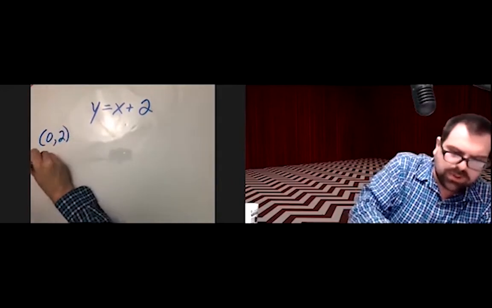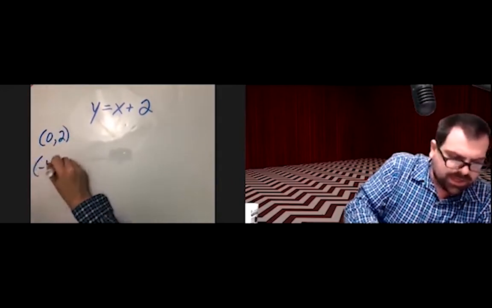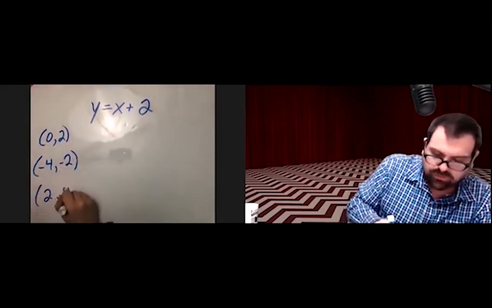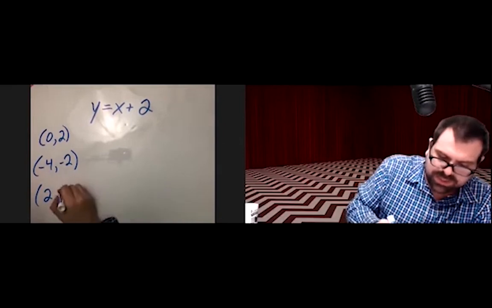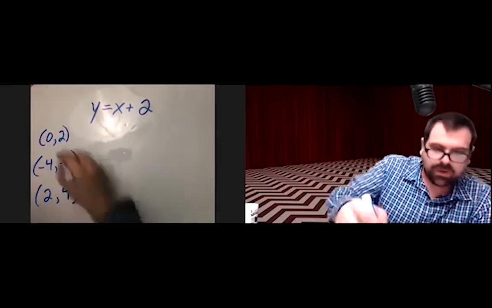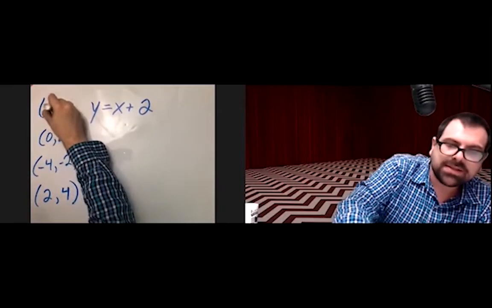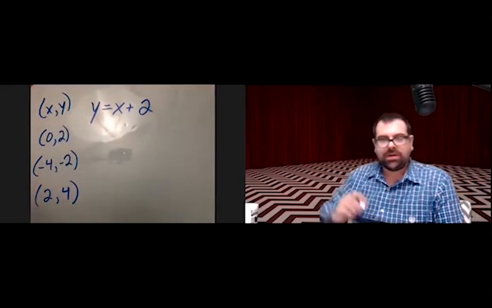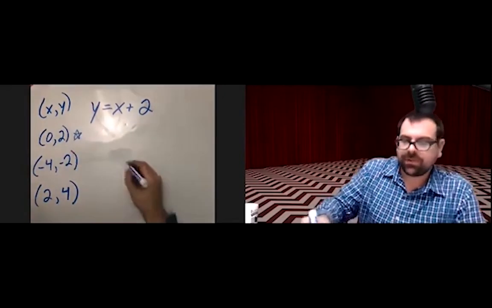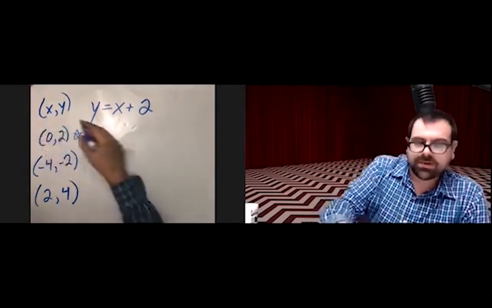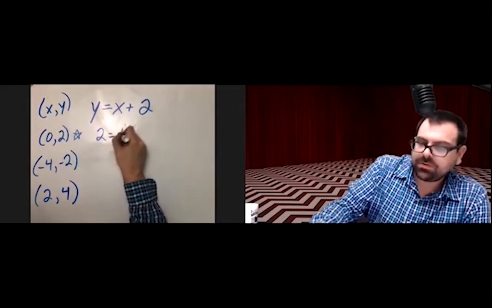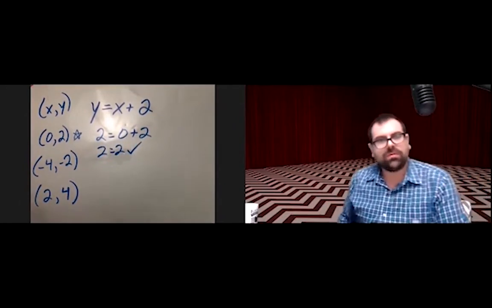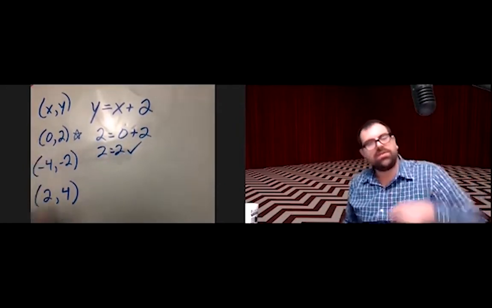Let's test (0, 2). Let's test (-4, -2). Let's test (2, 4). Remember, when we see an ordered pair, what we are seeing is x and y. So let's test this one. x is 0, y is 2. That one's true. So that is a solution.